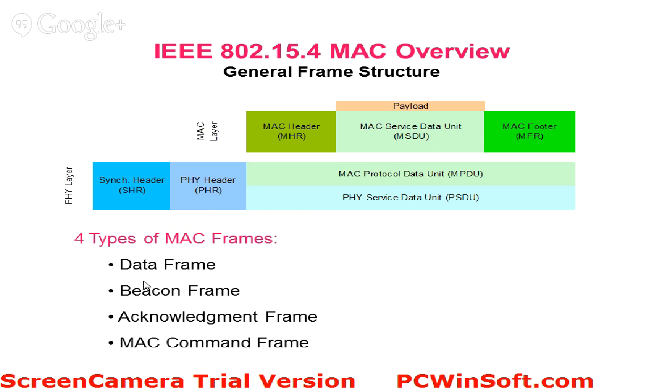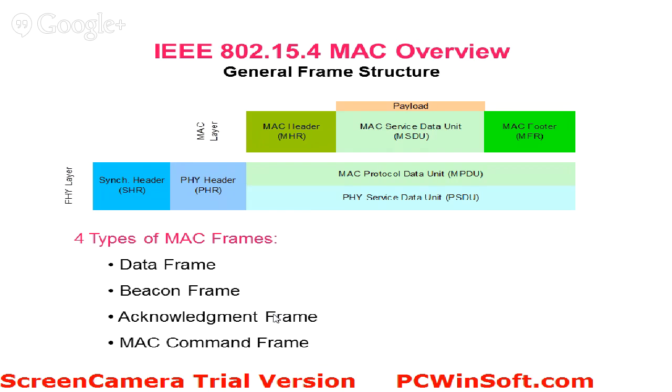It can be a data frame, which contains the actual data which is to be transferred to another node. It can be a beacon frame. I will detail the beacon frame in the later part of my talk. It is for the case when both the coordinator and the node go to sleep, and they wake up at a time which is decided a priori. A beacon is sent, the coordinator wakes up, and a beacon is sent to all the nodes as an indicator to wake up and be ready for the data transfer.